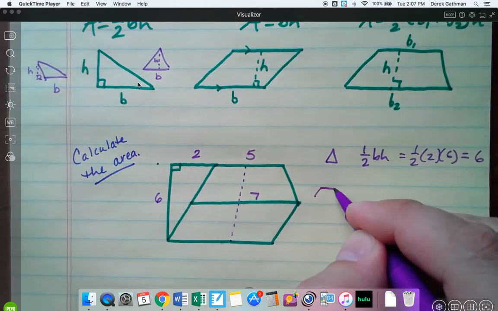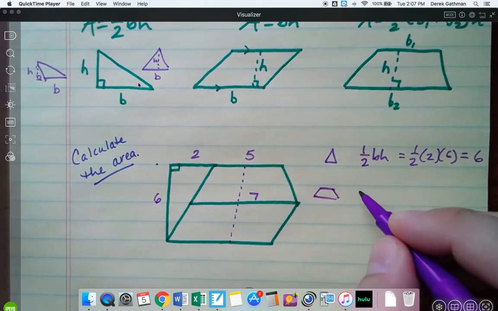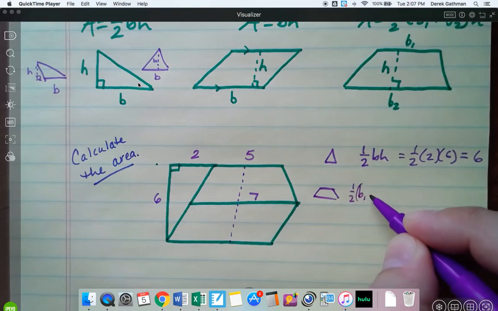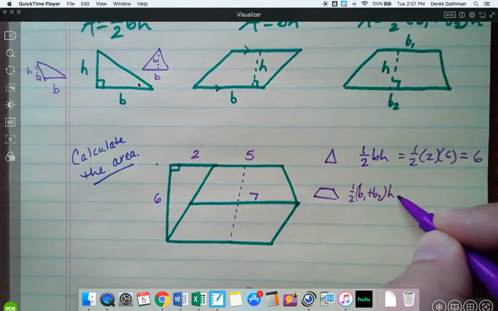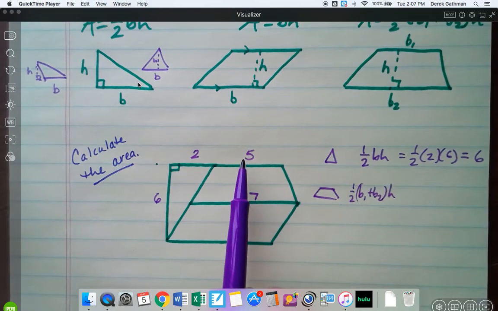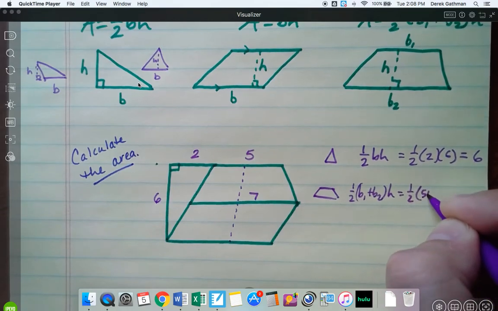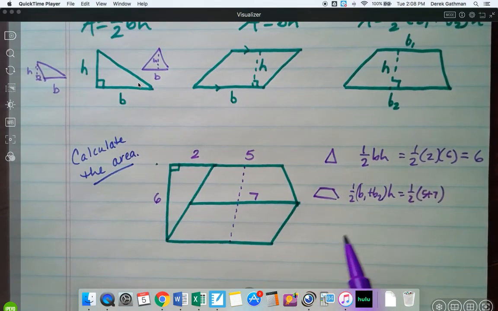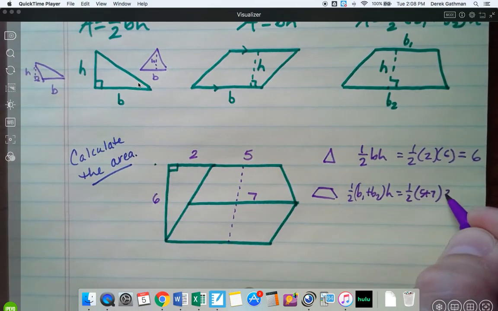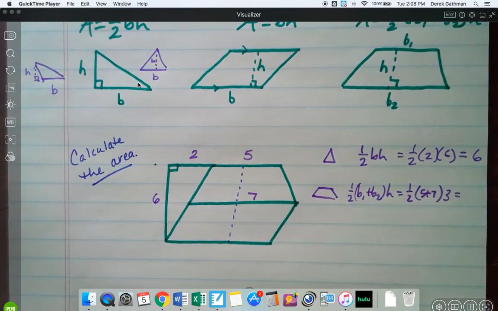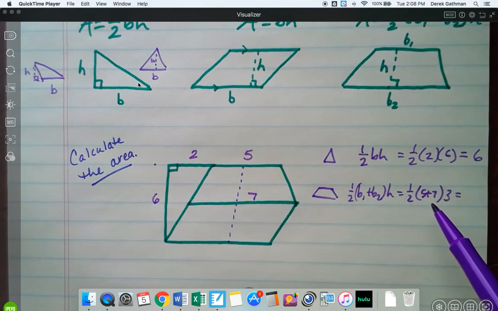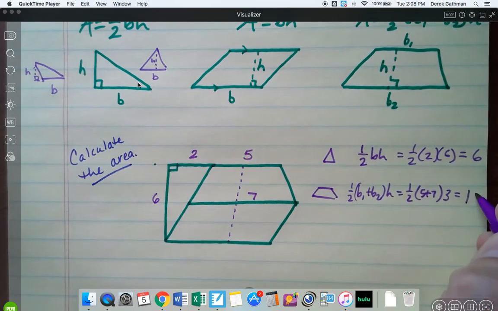My trapezoid is 1/2 base 1 plus base 2 times the height. So my base 1 is 5, my other base is 7. So I'm going to say 1/2 times 5 plus 7. And then my height would be the distance between there. Well, if you notice, that split that in half. Half of 6 is going to be 3. So if I go ahead and do all the math there, 1/2 times 12 times 3, I'm going to end up with 18. So the area of that trapezoid is 18 square units.